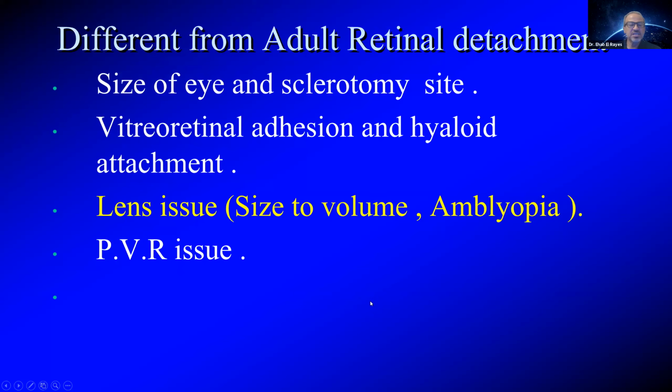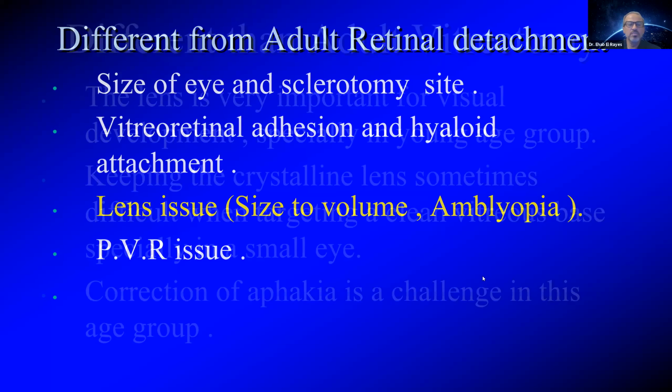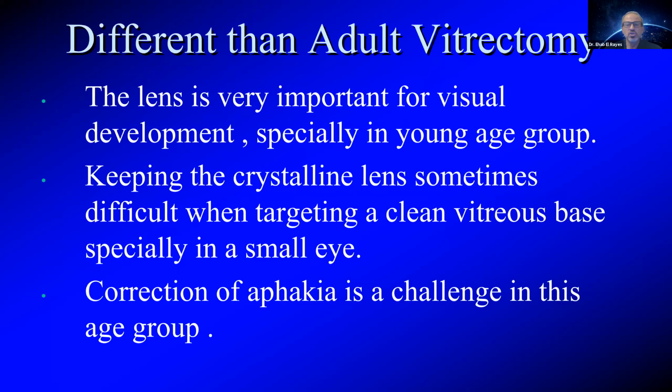Point number 3 is the lens issue. When do you remove the lens and how are you correcting? The lens is very important for the visual development, especially in young age group. So you need the lens inside the eye as much as possible, or avoid removing the lens as much as possible in pediatric age group. Keeping the crystalline lens is difficult sometimes if you're targeting the vitreous base and you have a lot of adhesions or proliferation, you can't get to that easily, then you try to remove the lens.